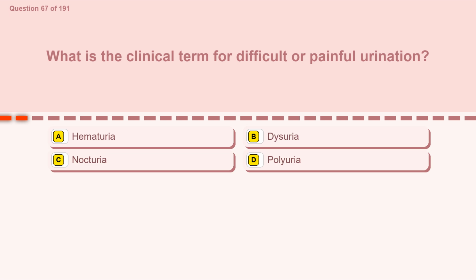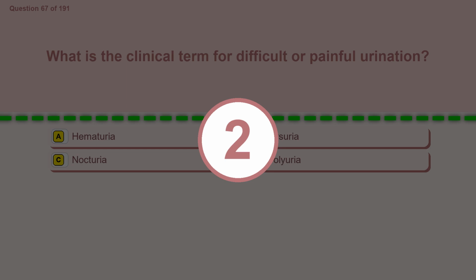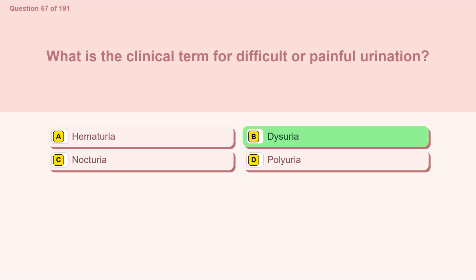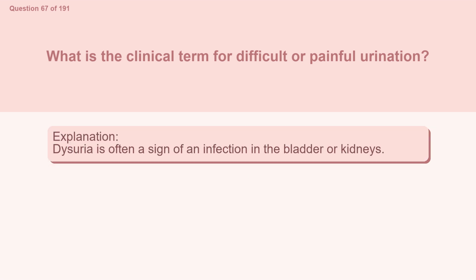Question 67. What is the clinical term for difficult or painful urination? Option A, hematuria. Option B, dysuria. Option C, nocturia. Option D, polyuria. The correct answer is option B, dysuria. Dysuria is often a sign of an infection in the bladder or kidneys.